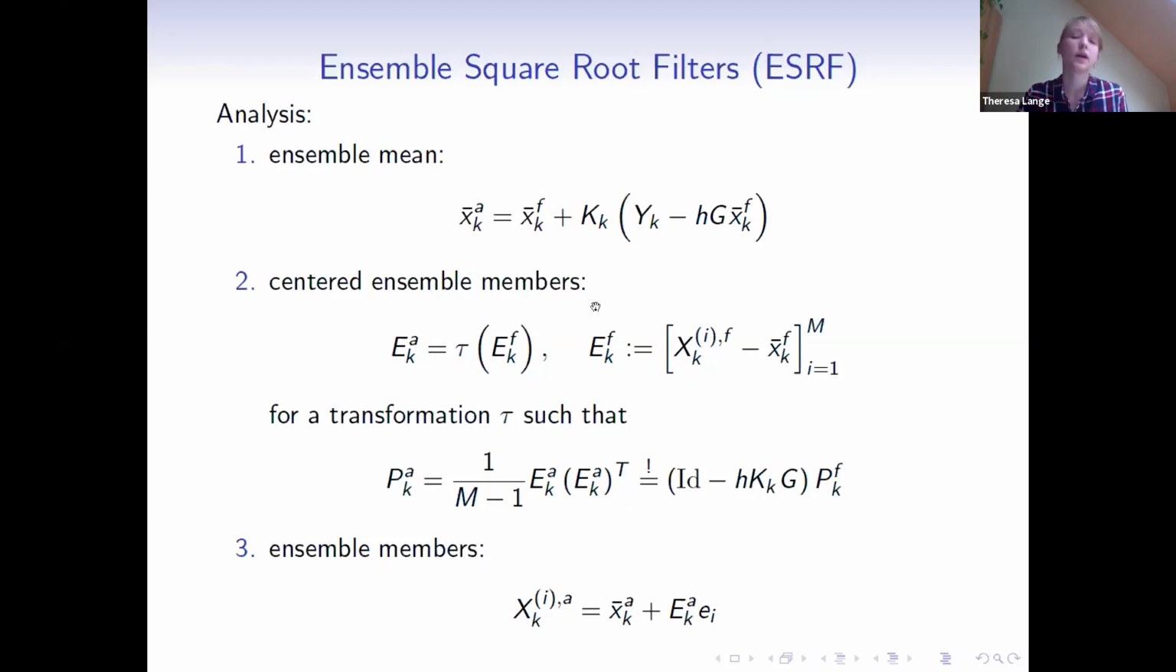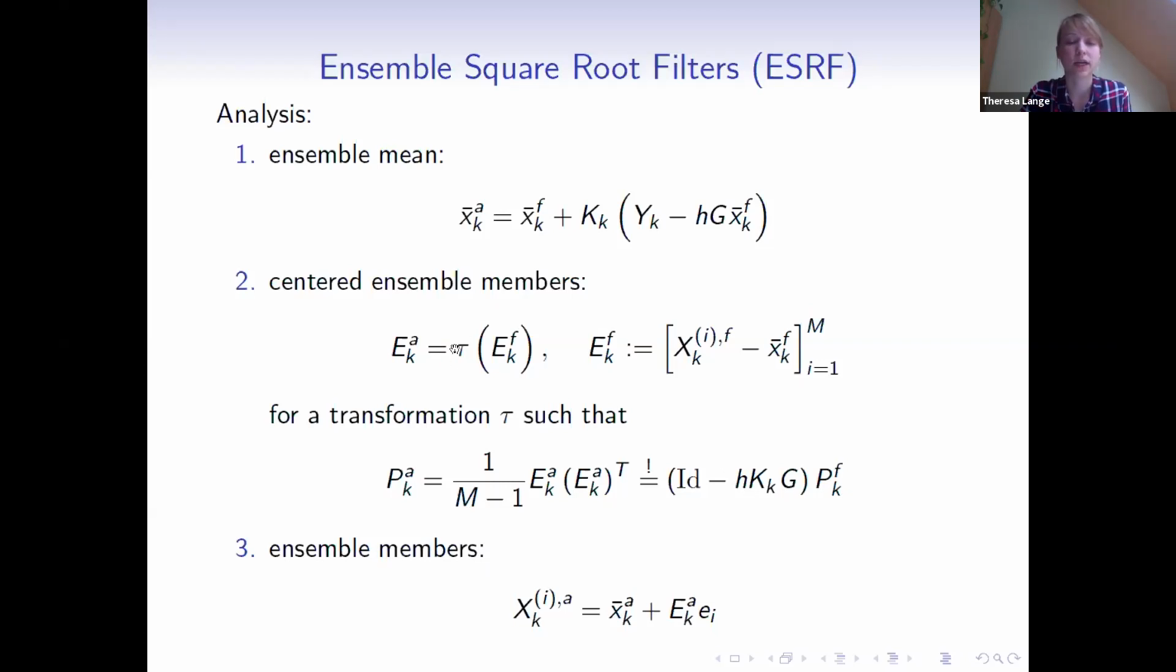And in the second step, we have a look at the so-called centered ensemble members, which, by the way, form a square root of the forecast covariance matrix, hence the name. And then each algorithm proposes a transformation tau in such a way that if we take the result and form the empirical covariance matrix out of it, it would satisfy the update equation of the Kalman filter for the covariance matrix. And then in the end, forming the ensemble members is just taking the ensemble mean and adding the corresponding centered ensemble members.